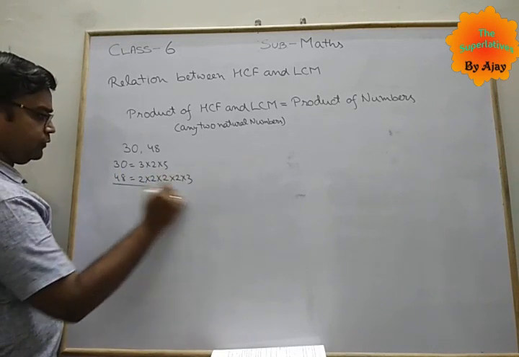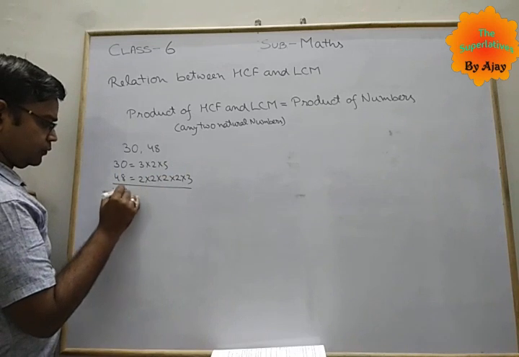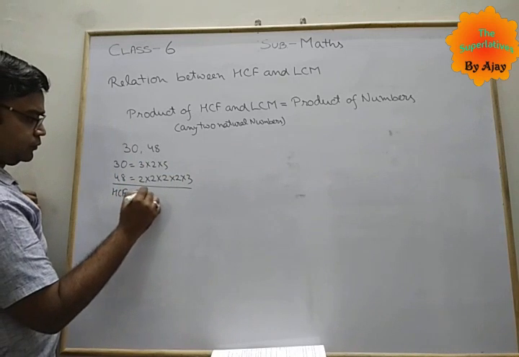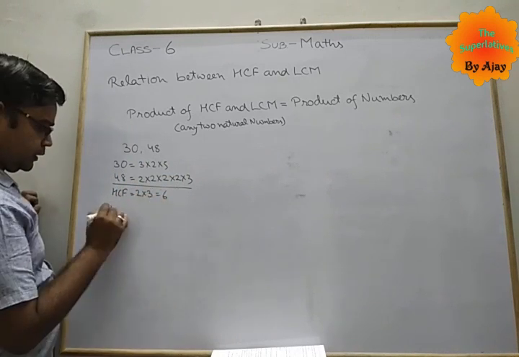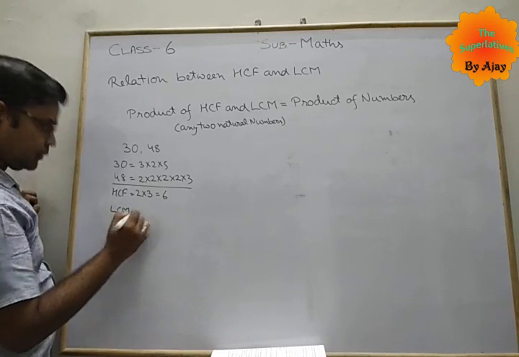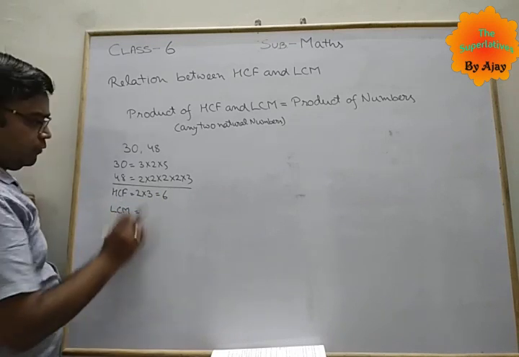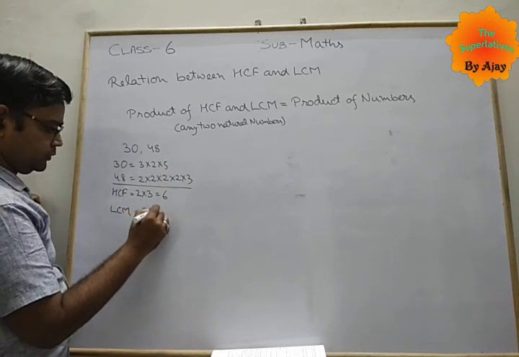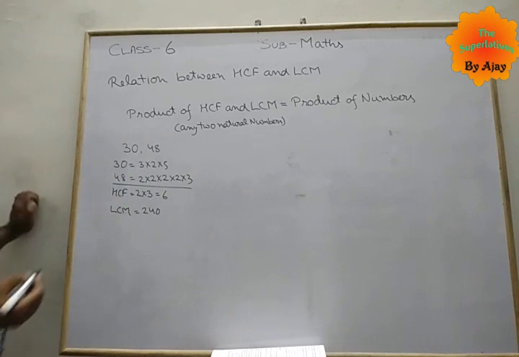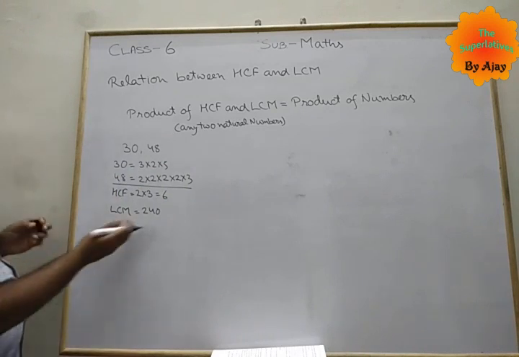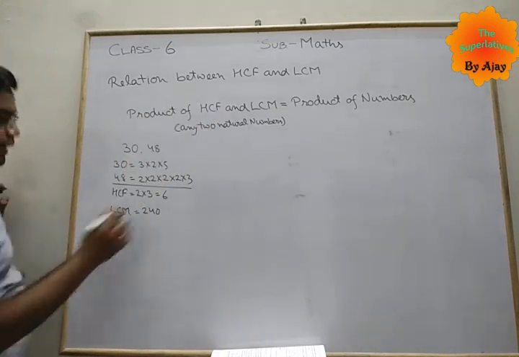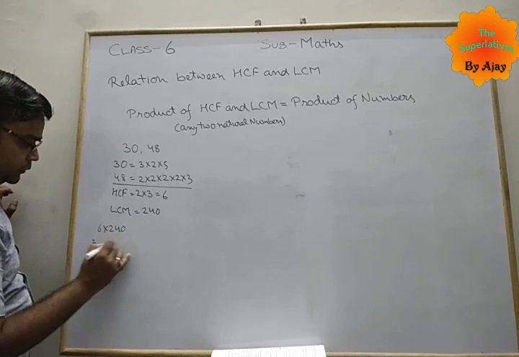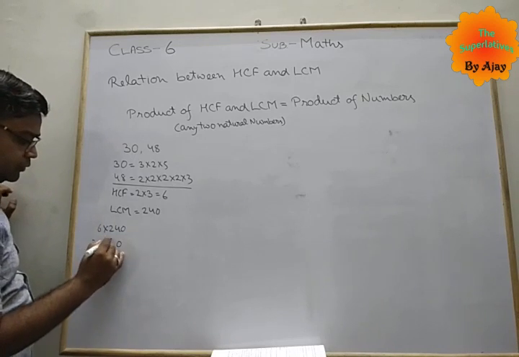Now we have to find the LCM. When we cross check it, we get the answer 240. I know this because I knew it previously. LCM is 240. Now we can cross check it. The product of HCF and LCM means 6 into 240 equals 1440, and the product of these two numbers, 30 and 48, is 1440. So this is verified.